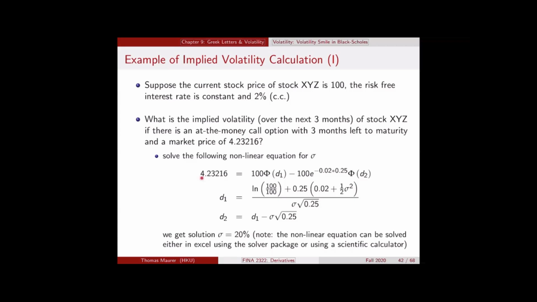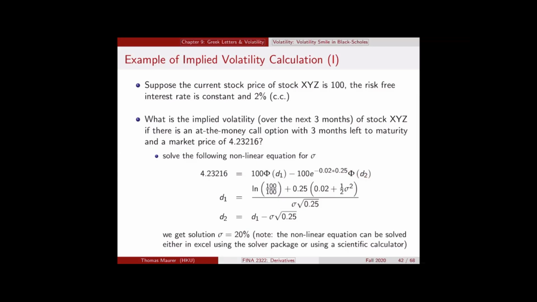We see the price of the call, which we actually observe now in the market, this $4.23216. That's equal to the price of the underlying asset times the probability that the call is going to be in the money under the Q star probability measure, minus the present value of the strike price times the probability that the call option is in the money under the risk neutral probability measure Q.